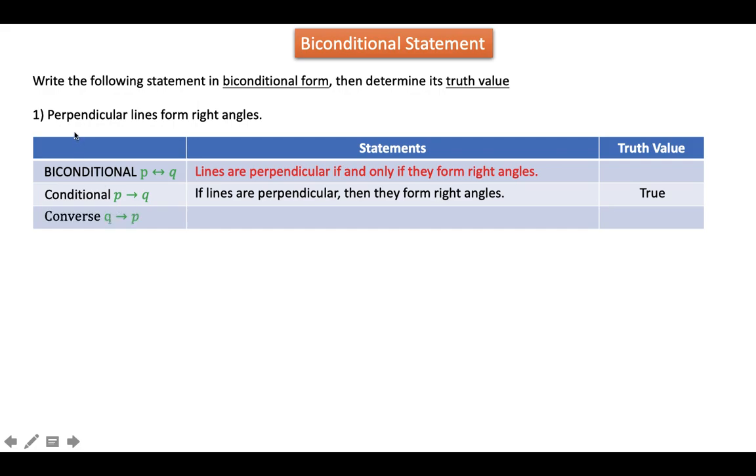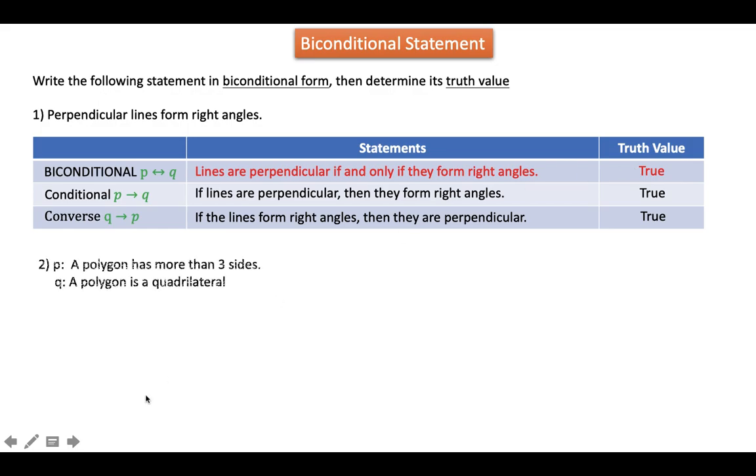Okay, how about the converse statement of this given? We will simply reverse the hypothesis and the conclusion for our converse. So, if the lines form right angles, then they are perpendicular. Question, is it true or false? If the two lines form a right angle and that right angle measures 90 degrees, wherein perpendicular also measures 90 degrees, therefore our truth value is true for this converse statement. Now, if the conditional statement and the converse statement are both true, we can conclude that the biconditional statement is also true.